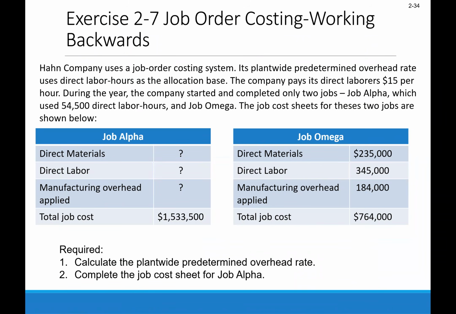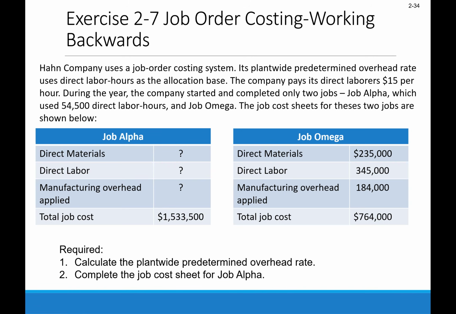Hahn Company uses a job order costing system. Its plant-wide predetermined overhead rate uses direct labor hours as the allocation base. The company pays its direct laborers $15 per hour. During the year, the company started and completed only 2 jobs. Job Alpha, which used 54,500 direct labor hours, and Job Omega. The job cost sheets for these 2 jobs are shown below.